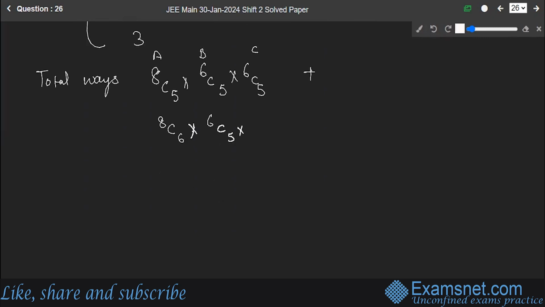And from C, you are selecting 4. Now this can be done either from B you're selecting or from C you're selecting. So this will be multiplied by 2. This can be done in 2 ways.